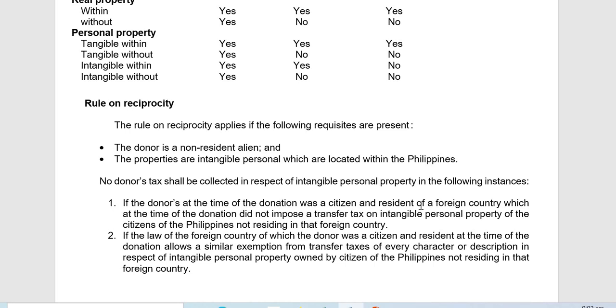The same thing applies to the donor, no? If there is property of a non-resident alien outside the Philippines, it is not taxed, because of the reciprocity rule. Also, if the law of the foreign country of which a donor was a citizen or resident at the time of the donation allows a similar exemption from transfer taxes of every character or description in respect of intangible personal property owned by a citizen of the Philippines residing in that foreign country, then they exempt it. So if they exempt, then we exempt too. So that's the reciprocity rule.